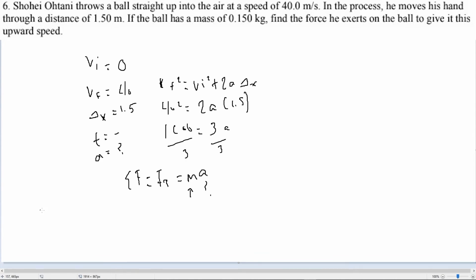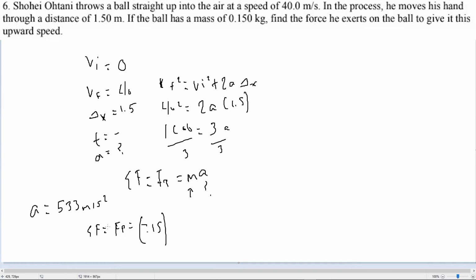We'll send this all the way, if I can find it, down here. Acceleration is equal to 533, is that correct? Yes, meters per second squared. Now we simply put this back into our system equations, or this one. So we have force pull, or applied, sorry, is equal to 0.15 kilograms.